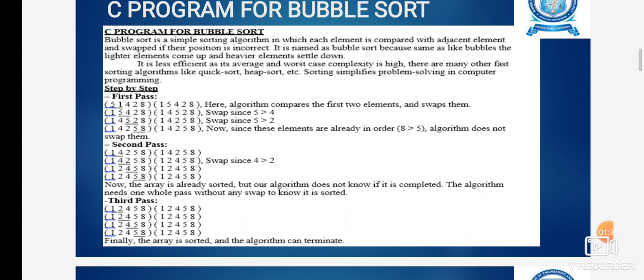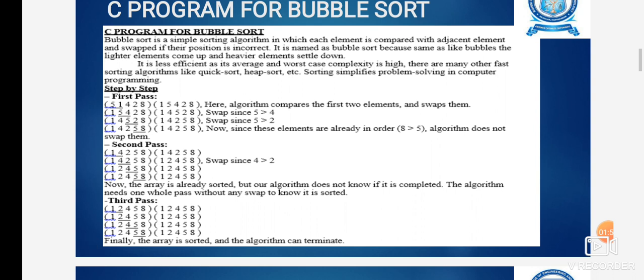Then we compare the next two elements, that is 5 and 4. 4 is lesser than 5, so we swap these two elements. The next iteration is 1, 4, 5, 2, 8.